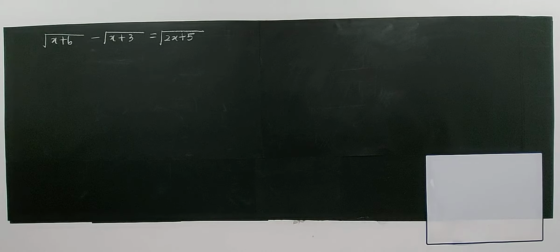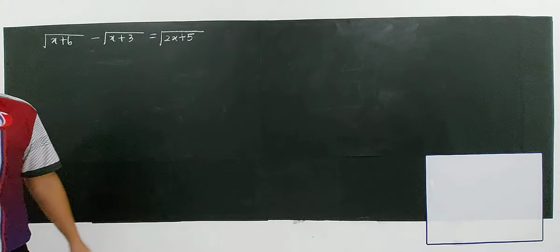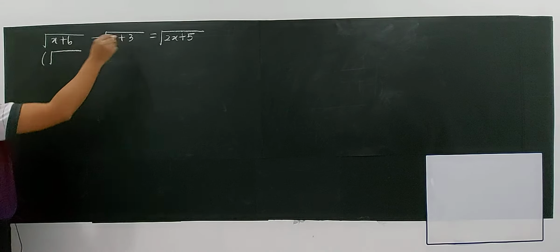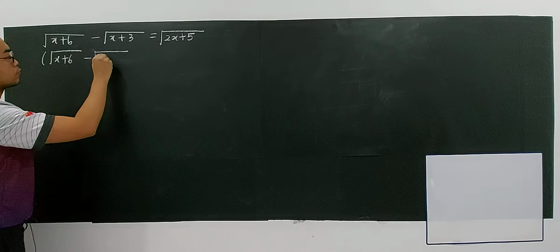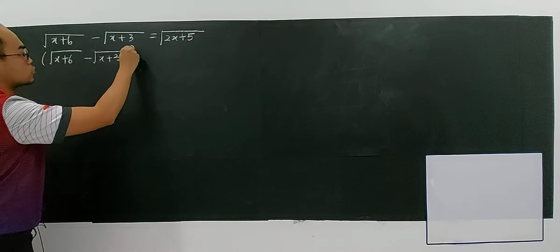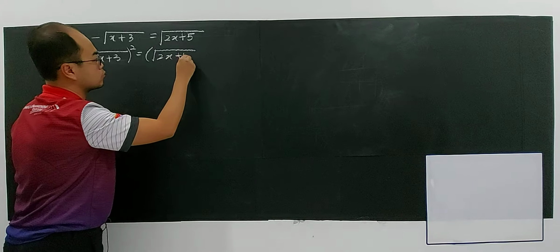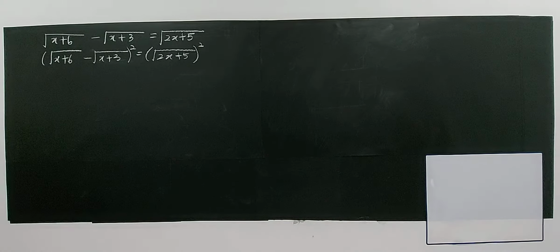Hello, alright, in this example I'm going to solve the equation involving surds. As you know, for an equation involving surds, we use the technique of squaring both sides of the equation. In this case they are all square roots, so I just square both sides. So I square this side, and this side also I square. This is the only technique that we can use.